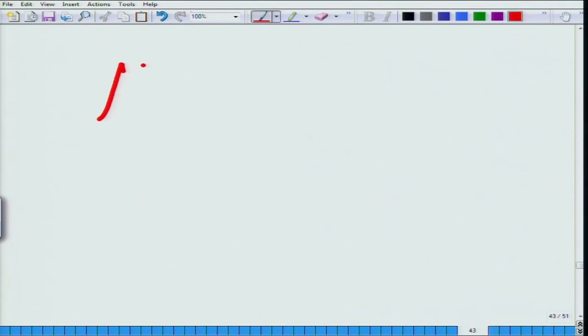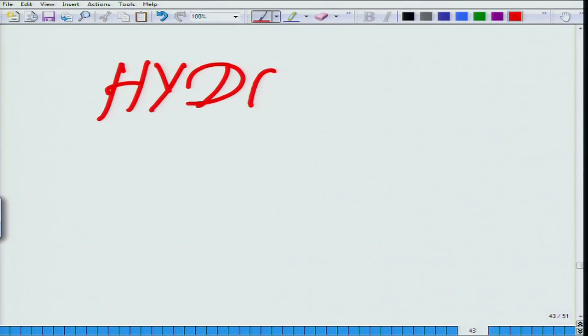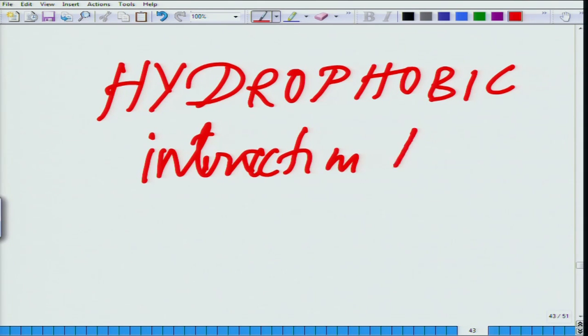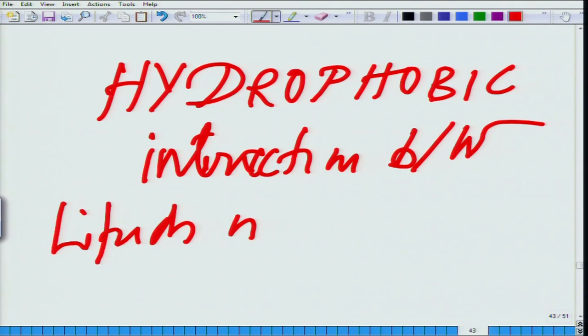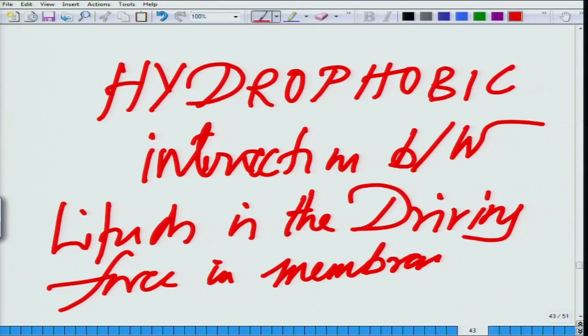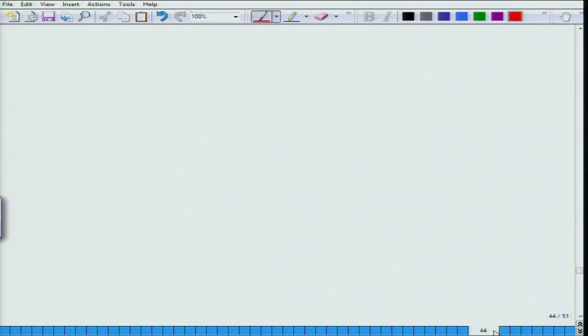There is a major hydrophobic interaction between the lipids in order to form the membrane. Hydrophobic interaction between lipids is the driving force in membrane formation. This is extremely essential.